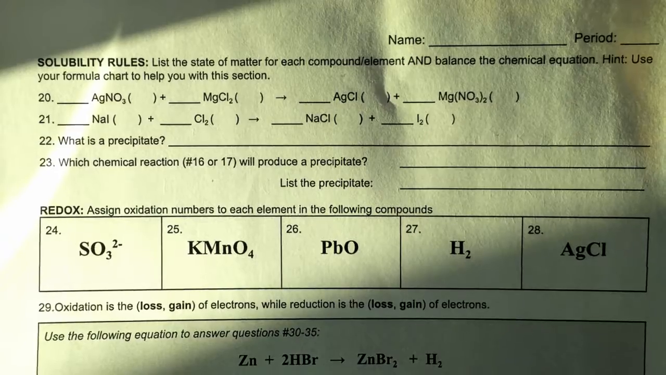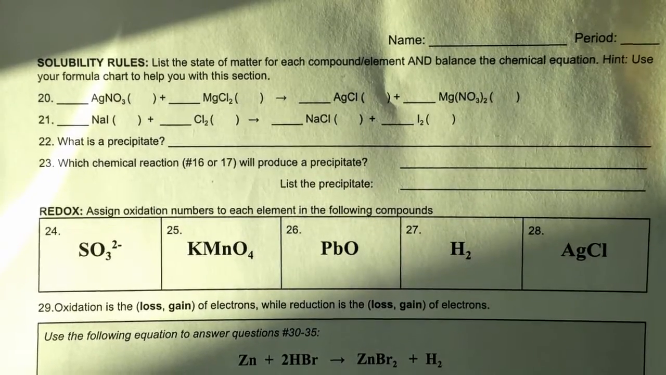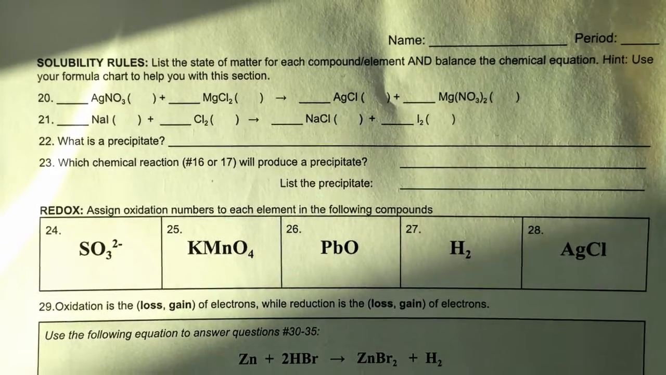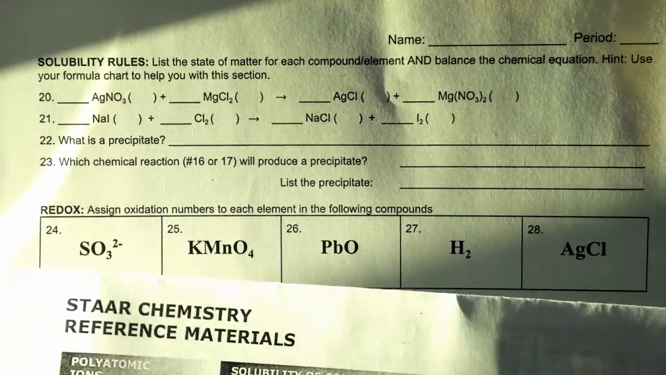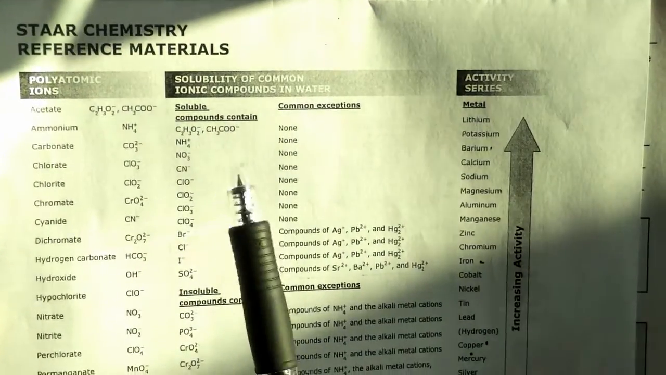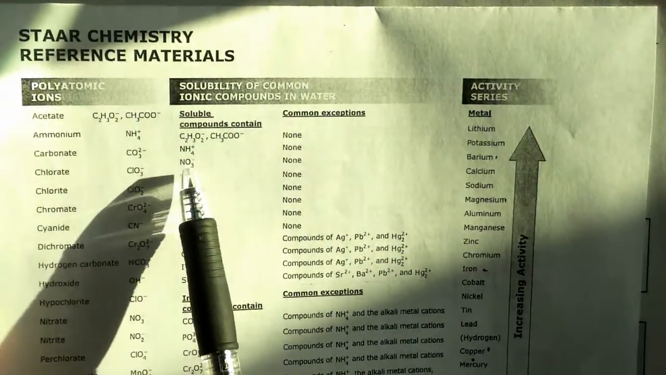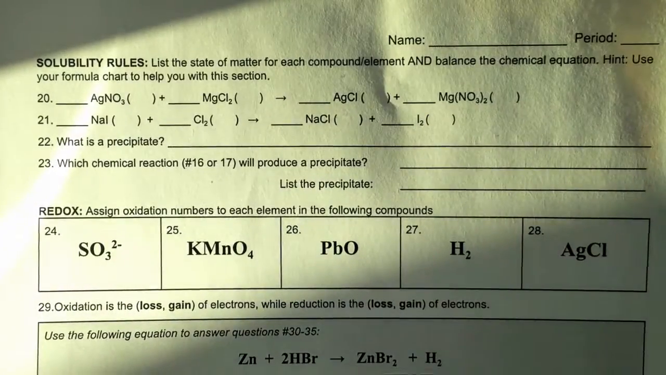Okay, we're going to do the questions over solubility rules. So it says list the states of matter for each compound and then balance the equation. So first thing we're going to do is find NO3. At this point, guys, we should have worked with this enough that you're going to start to realize NO3 has no exceptions.